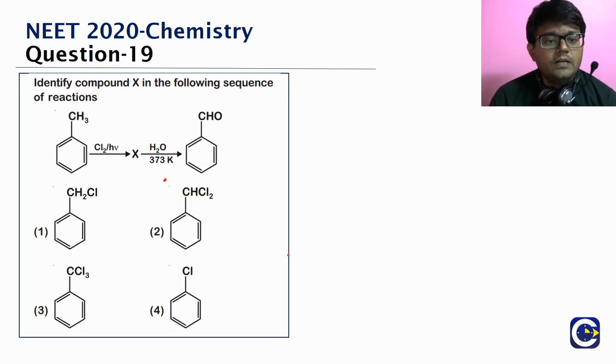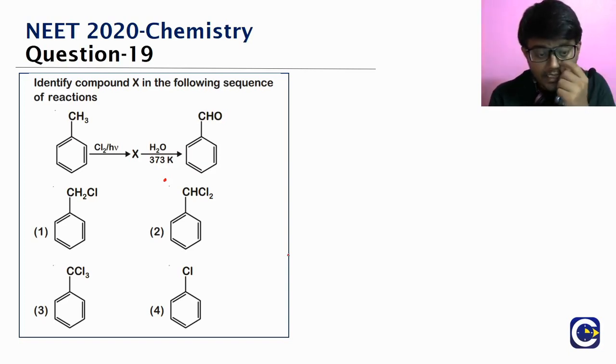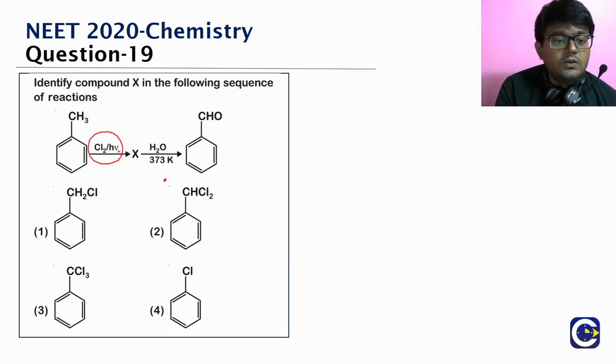Next we have question number 19. We have toluene reacting with chlorine in the presence of radiation. h nu is what it represents, the radiation. Okay, what will be the reaction that could happen here? There will be free radical substitution, chlorination, right? So where the hydrogens of that CH3 group will be replaced.